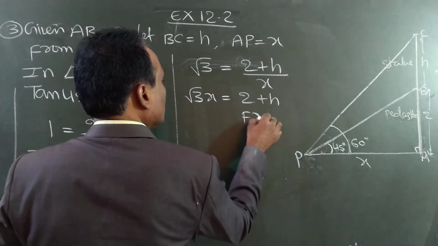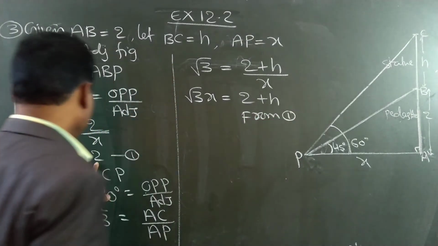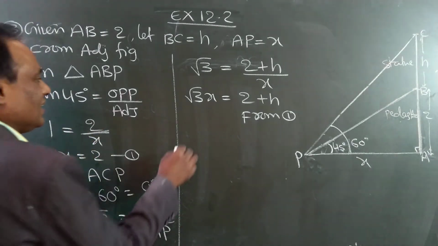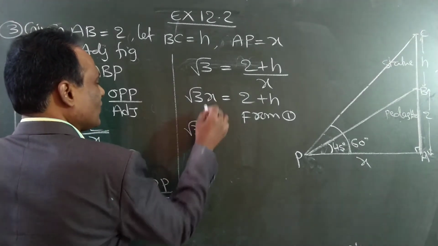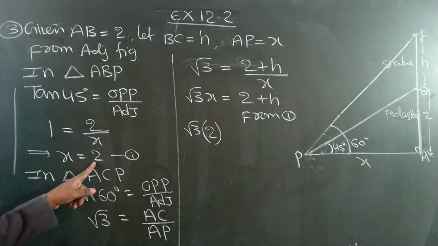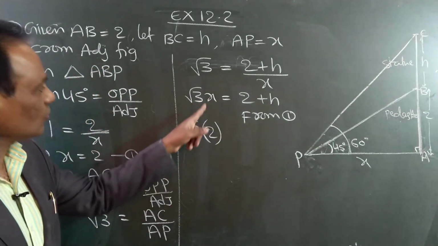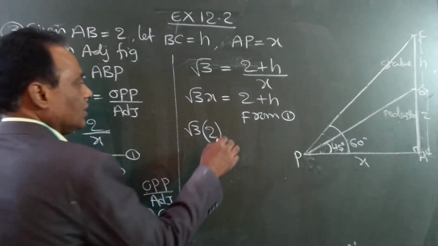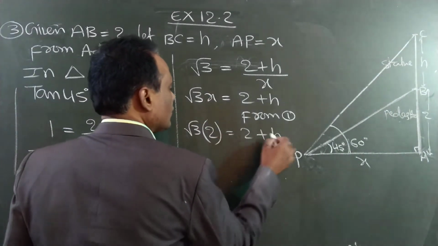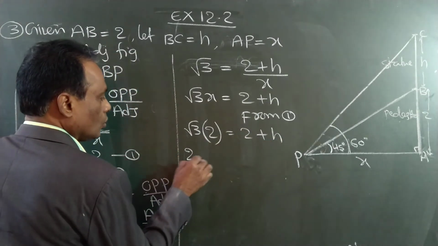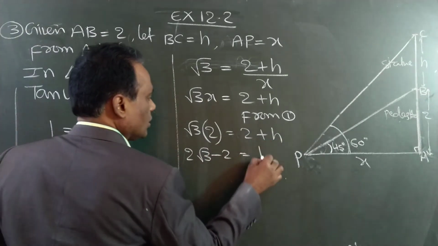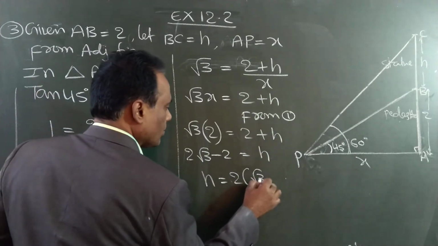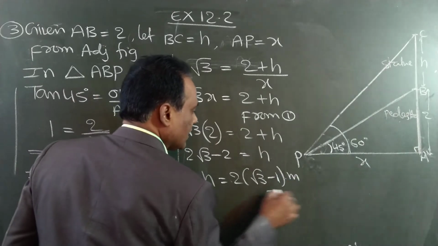From equation 1, what is the X value? 2. X value 2 we got. Root 3 into X, the value 2 we got already. X is known. From the first equation we got X value 2. I am writing 2 root 3 is equal to 2 plus H, and taking 2 to this side: 2 root 3 minus 2 is equal to H. So H is equal to 2 common, root 3 minus 1. This is the height of the statue.